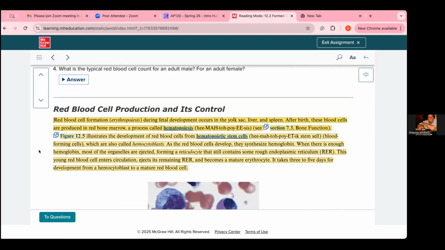Okay, yeah. So red blood cell formation. See it there? Red blood cell formation, erythropoiesis during fetal development occurs in the yolk sac, liver and spleen. So it would be red.